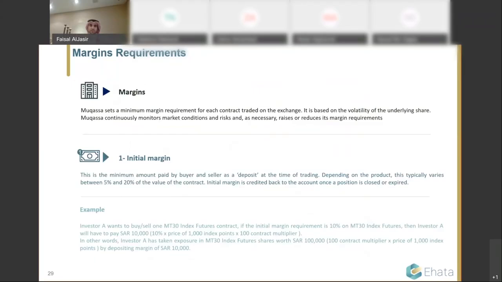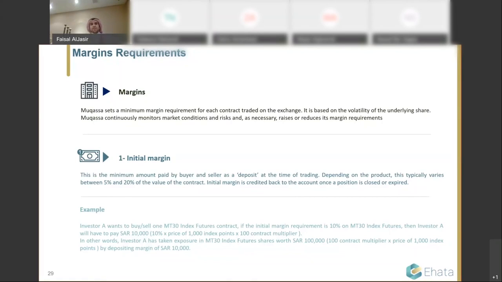We explained margins. Muqassa is the entity that sets a minimum margin requirement for each contract traded on the exchange. It's based on the volatility of the underlying share, so it can change if the underlying is different. Part of Muqassa's tasks is monitoring market conditions and risks, and raising or reducing its margin requirements as needed.